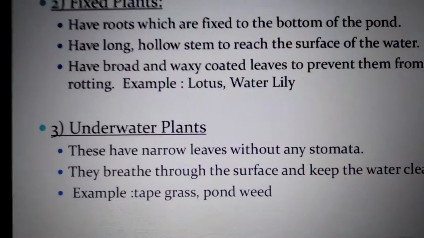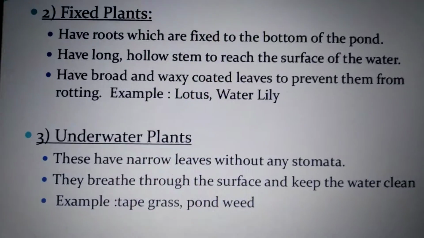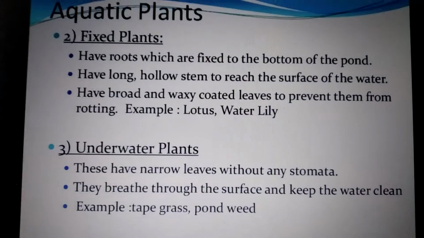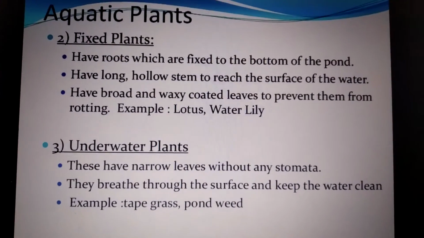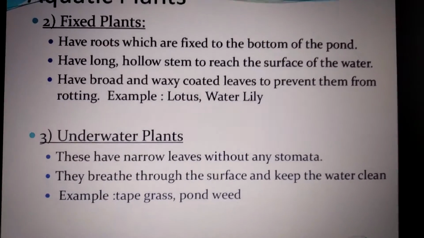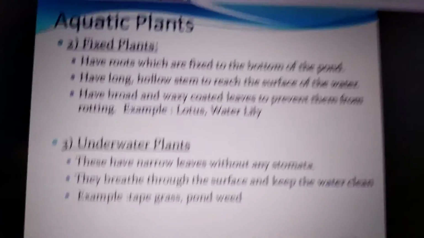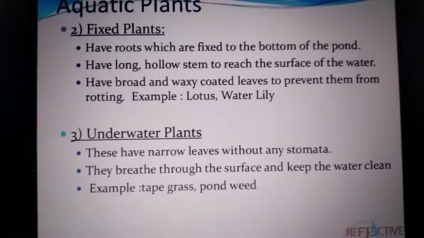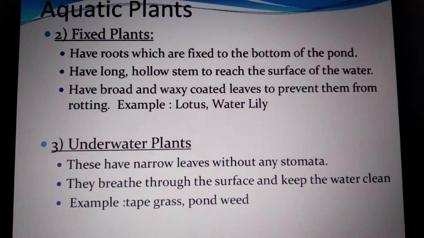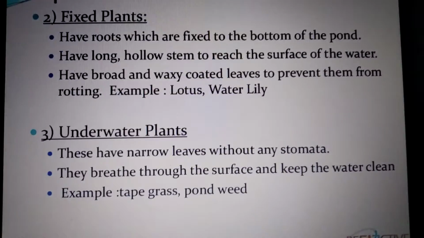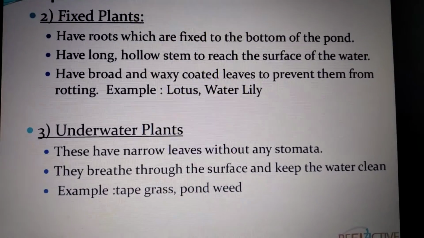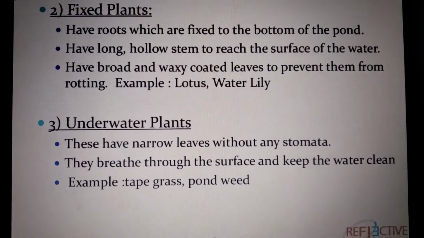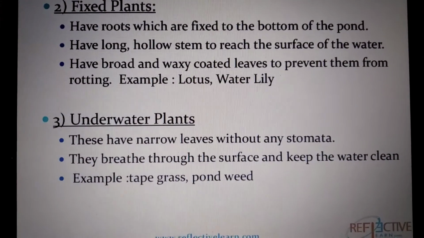How will the stems be? These have long hollow stems to reach the surface of the water, and this stem will also have air spaces between them, so that it will help the flowers and leaves to float on the water. Next, the leaves will be broad and waxy coated to prevent them from rotting, meaning they are not spoiled. So they will always be fresh.